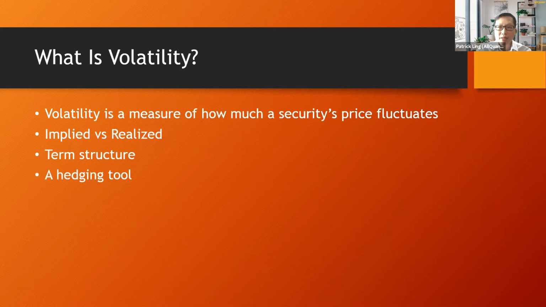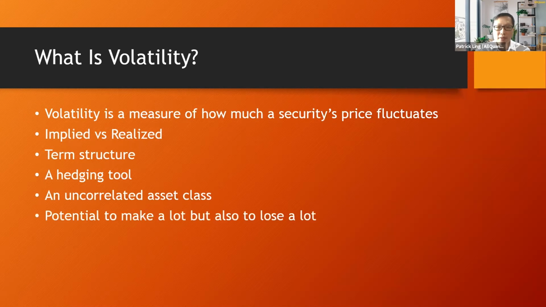Volatility is often used as a tool to hedge an equity portfolio because there is a tendency for vol to rise when equity markets fall. In fact, when compared to many other asset classes, volatility stands out as being uncorrelated. And last but not least, volatility is a wild beast. There is potential to make a lot, but at the same time, there's also potential to lose a lot when trading vol. We will look at why this is the case later on.